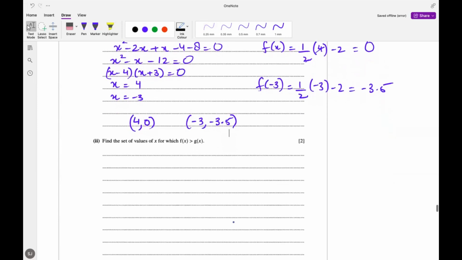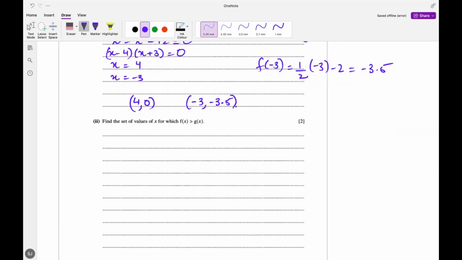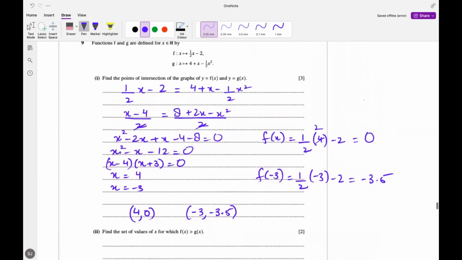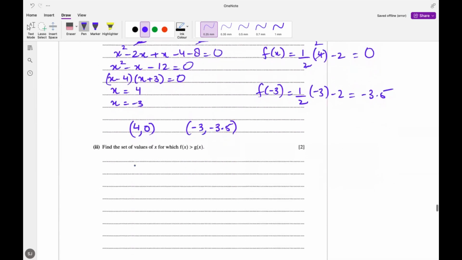In part 2, we have to find the set of values of x for which f of x is greater than g of x. Now in the first part, when we equated the two equations, we got the final equation as x squared minus x minus 12 equals 0. And the x coordinates were x equals 4 and x equals minus 3. If you represent this on a graph, this point would have been 4 and this point was minus 3, as it is equal to 0.